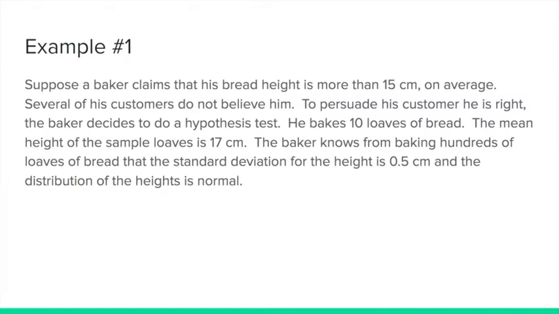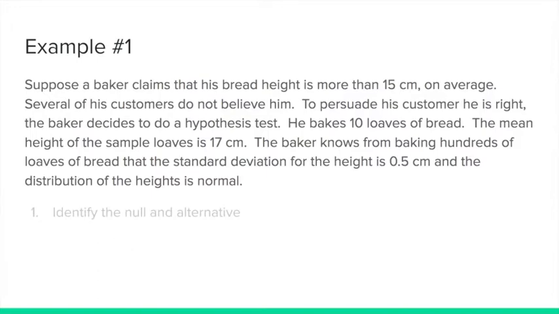Alright, so in example number 1, I'm just going to kind of walk you through the process of thinking about this, what distribution we're using, what we would put in the calculator, and all that stuff. So suppose a baker claims that his bread height is more than 15 centimeters on average. Several of his customers do not believe him. So to persuade them he is right, the baker does a hypothesis test. He bakes 10 loaves of bread. Mean height is 17 centimeters. The baker knows from baking hundreds of loaves of bread that the standard deviation for the height is half a centimeter, and the distribution of the heights is normal.